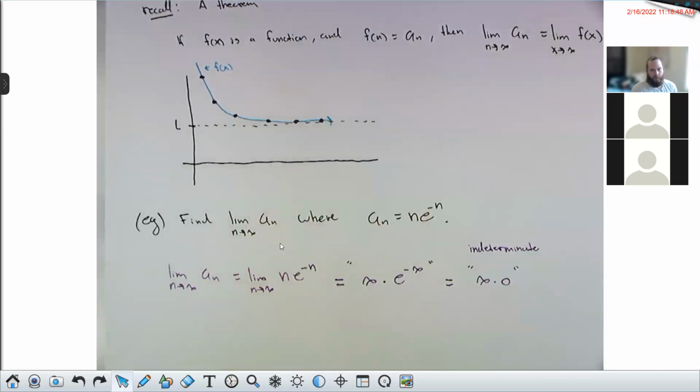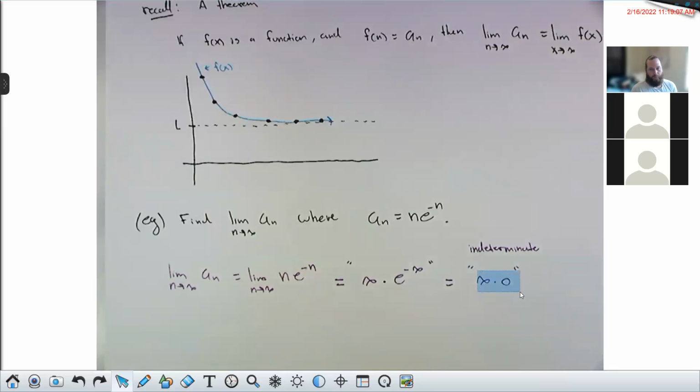So it's true that in this case, we're going to get 0 out, but it's not true in general. It's not always true. Think of infinity as a really, really big number. Think of 0 as a really, really small number. If you multiply a really, really big number by a really, really small number, you could get a bunch of different things. It depends on how big the big number is and how small the small number is.